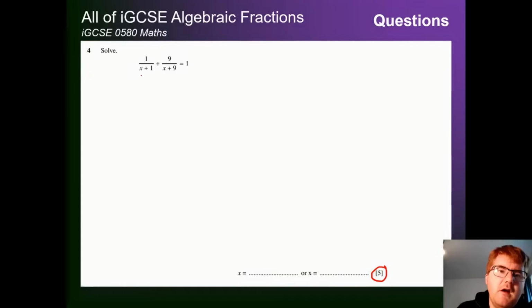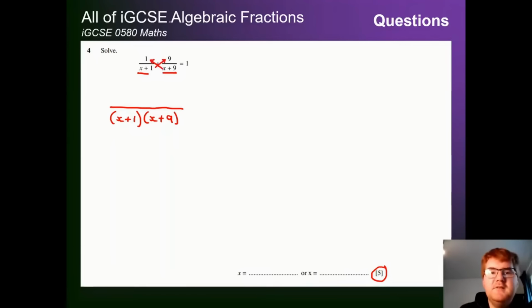So in question 2, we found a common denominator, and the best way of doing that is just multiplying the 2 denominators together. So I can just write them next to each other, x plus 1 times x plus 9. The way that we work out the numerator, we do this cross-multiplying method here. So that gives us 1 times x plus 9 is just x plus 9. 9 times x plus 1, okay, 9 lots of x plus 1. And that's equal to 1 here.